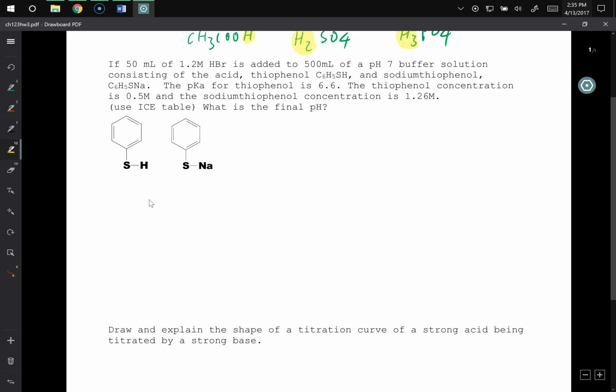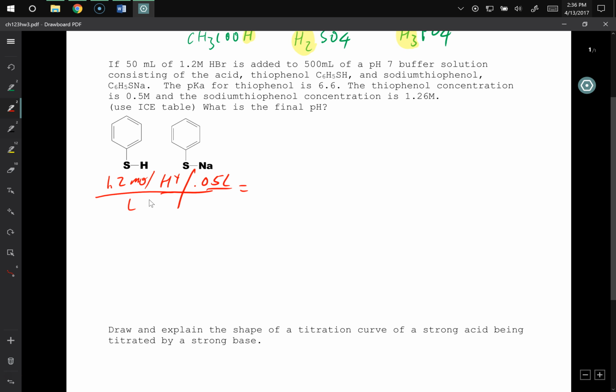Okay. I don't know why this one got a bunch of questions. It's really no different than any of the other ones we did, but whatever. First thing we need to do is figure out how many moles of each of the species that we've got. So I've got 1.2 mole per liter H plus, and it's 0.05 liters.